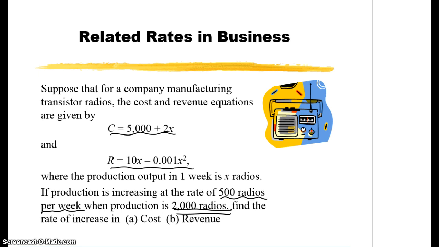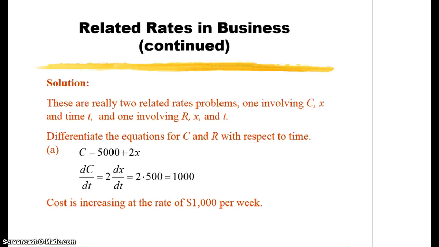So follow these 6 steps that we came up with. Okay, with the business problems, there's really no drawing to be done, but let's identify what we know and what we're looking for. So these are really 2 related rates problems, one involving C, x and t, the other involving R, x and t. This would be for part B. This one is for part A. Okay, so in part A, we know that C is equal to 5,000 plus 2x. We differentiate the equation with respect to time. dC/dt is twice dx/dt. That gives us 1,000. That means the cost is increasing at a rate of $1,000 per week.